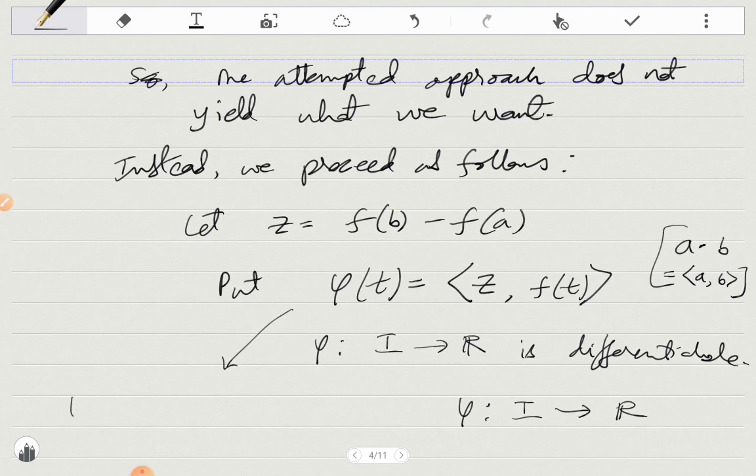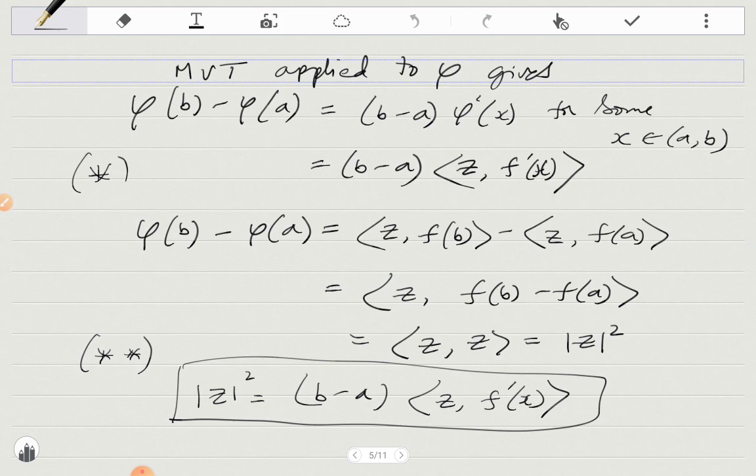I can also differentiate phi prime(t). There's a general formula for the dot product of two differentiable functions in Rn, which again just follows immediately from the definition of dot product and the Leibniz rule. Here that gives, z is a constant, so I just get z dot f prime(t). And I plug that in here. Phi prime(x) is z dot f prime(x).